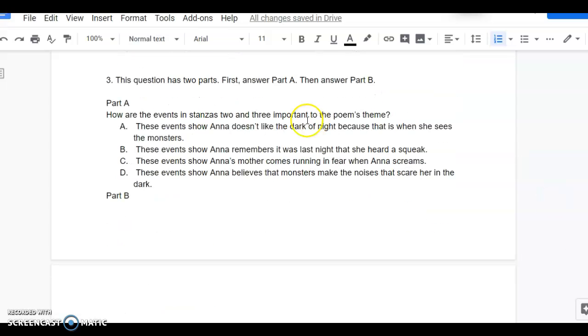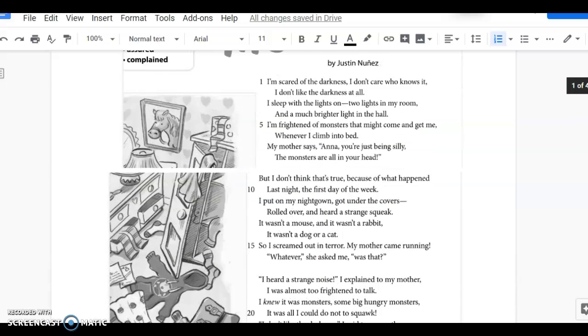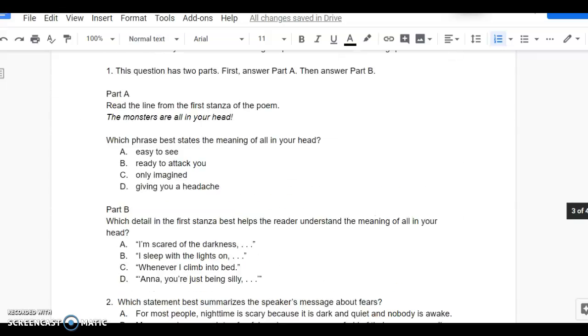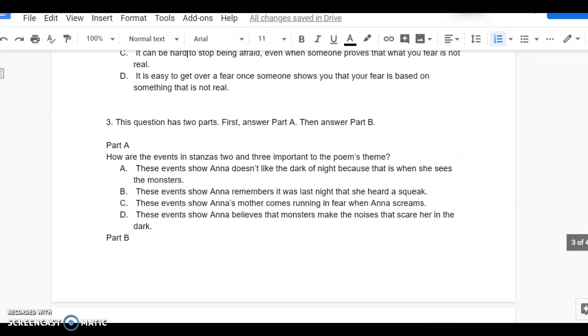Number 3, this question has two parts. First, answer part A, duh. Then answer part B. All right. Part A, how are the events in stanzas 2 and 3 important to the poem's theme? So remember, we're looking at stanzas. So this is stanza 2, and this is stanza 3. Stanza 2, part A says, we read that already.